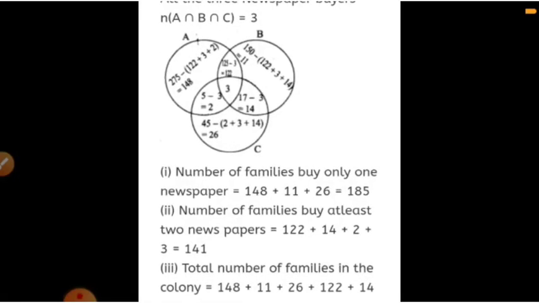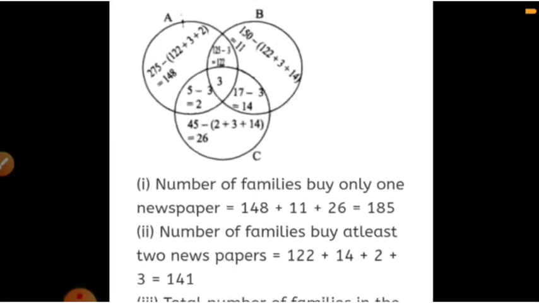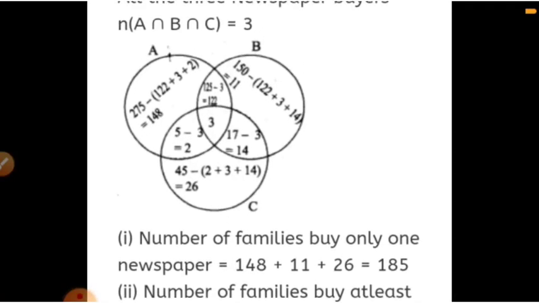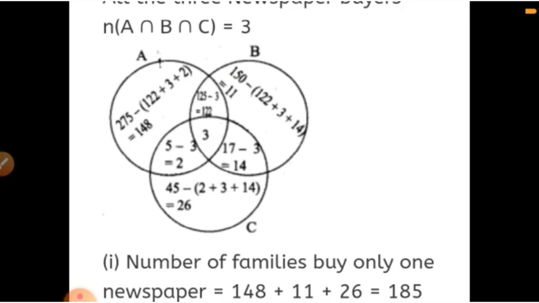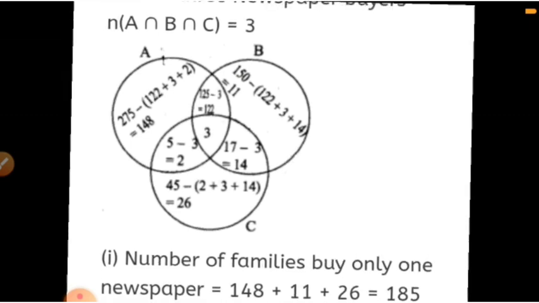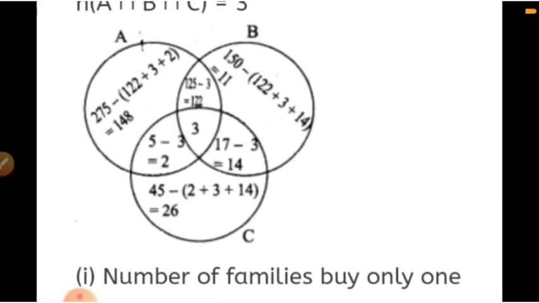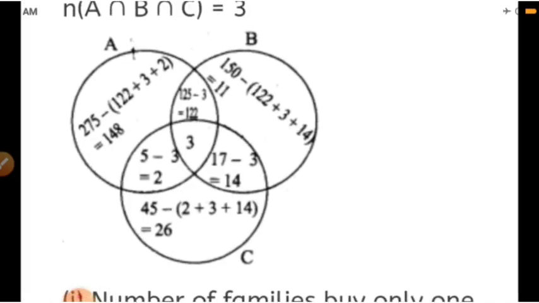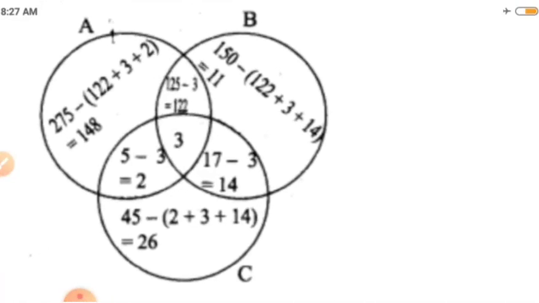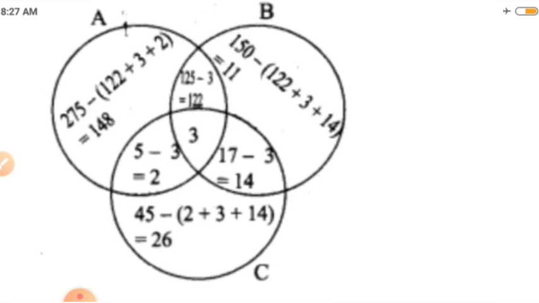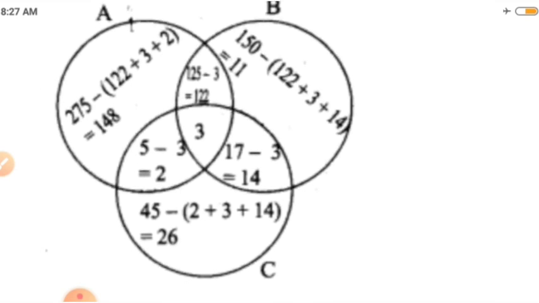Using a Venn diagram, first the middle value: 3 newspaper buyers is 3. Next, both A and B is 125. Next, B and C newspapers is 17.